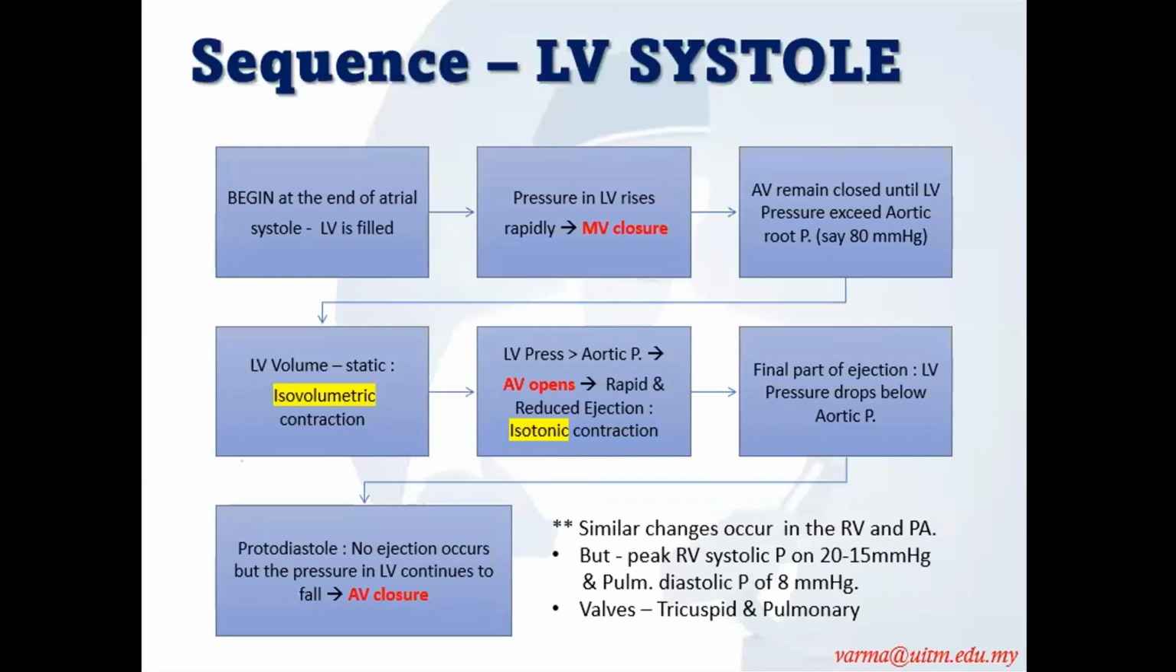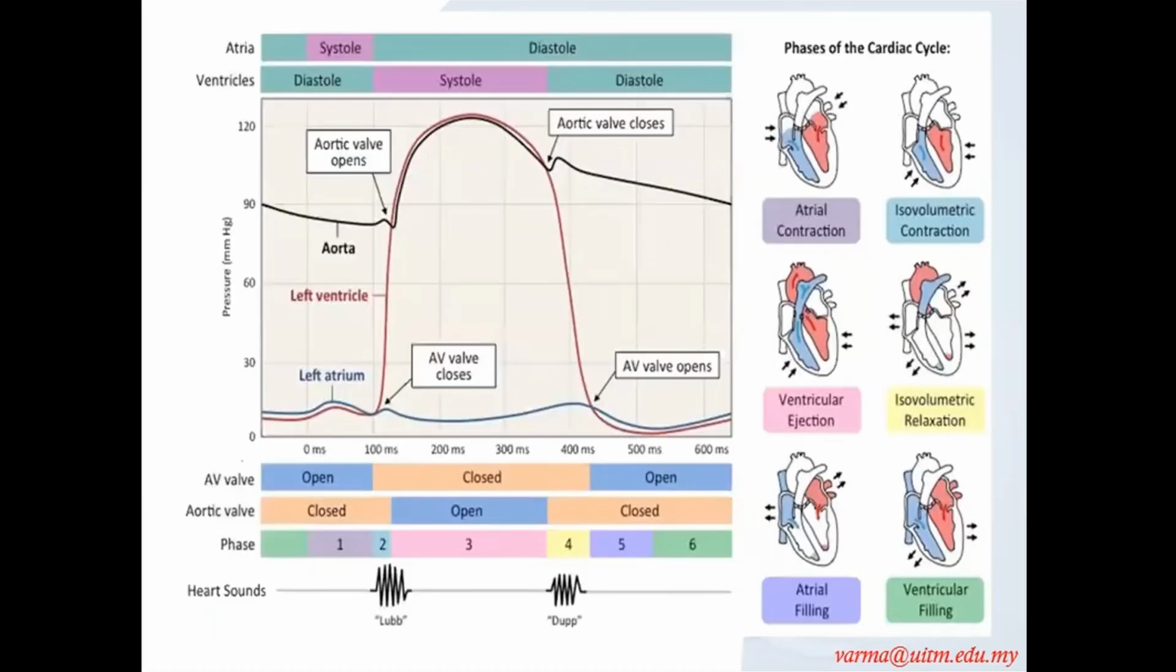So this is just in words, whatever I mentioned. Similar changes occur in RV and RA. Okay, but peak LV pressure 20. It's a much smaller diagram. That's it. Exact same thing occurs on the right side of the heart. The whole thing is shrunk because the pressure changes are very limited. Okay, the RV systolic pressure is only 20 to 25, sorry, 15 to 20. And pulmonary diastolic pressure is the equivalent of your aortic pressure. Okay. So this is just repetition of it.